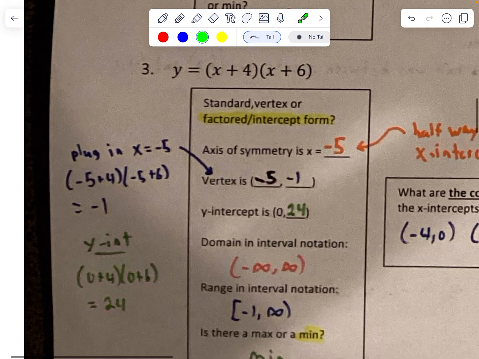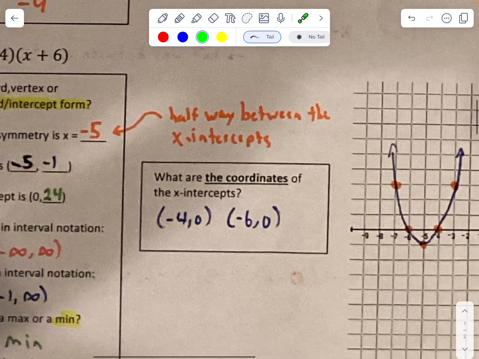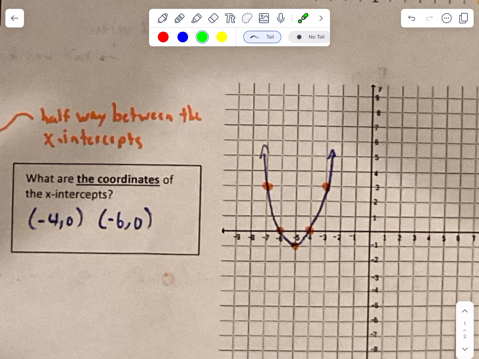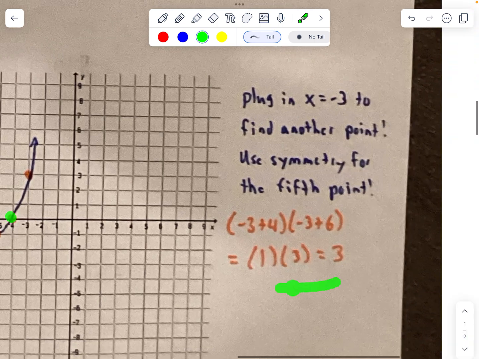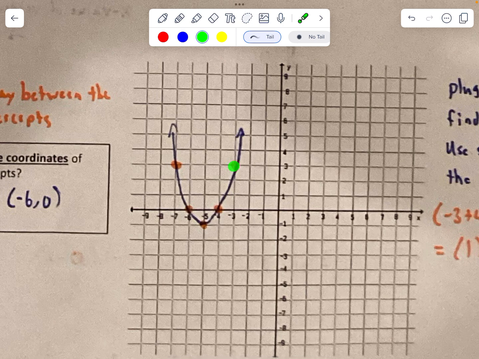Now I am having you find the y-intercept. Again, I'm telling you x is 0. Plug in 0 for x. I've shown it here, and you get 24. Remember, you multiply these two values together. That's what bubbles next to each other means. But this is way off the grid, so I'm not going to use that number. I'm just going to find any other point. What am I going to plug in? -3, because it's one number bigger than what I've already plugged in. So I showed that over here. Plug in a -3, and I get 3. So -3, 3. Then because of symmetry, I know I have another point right there. And there's my 5 points.